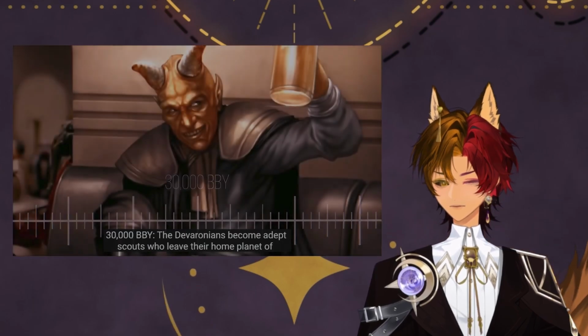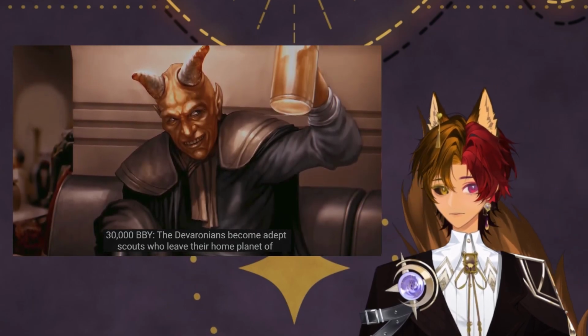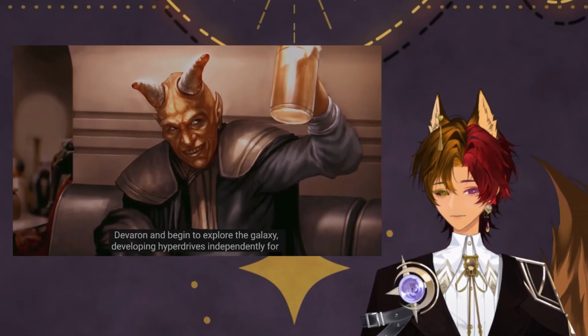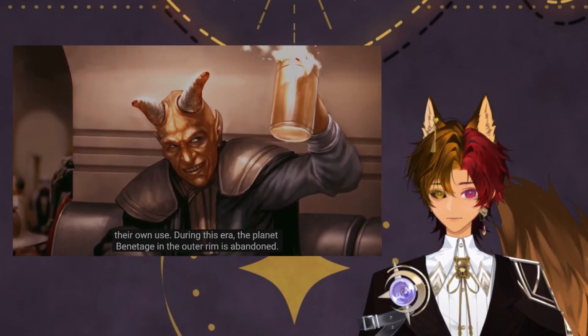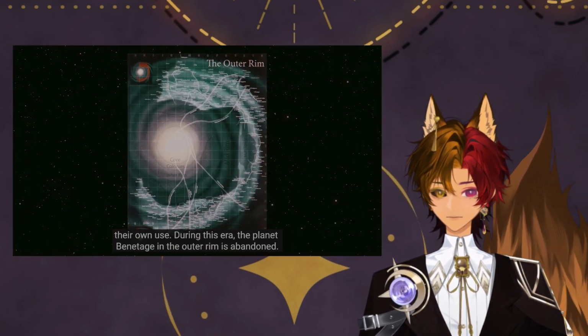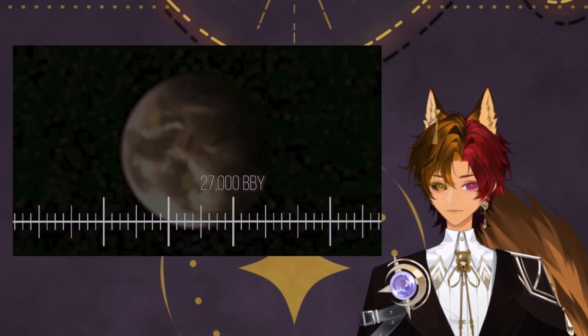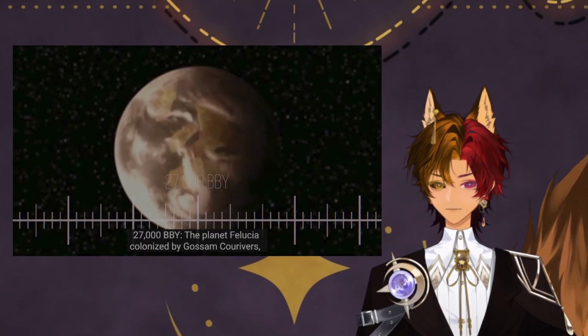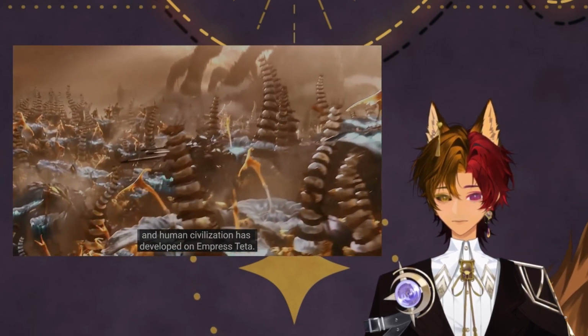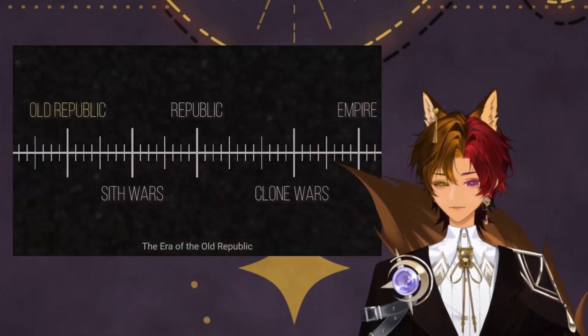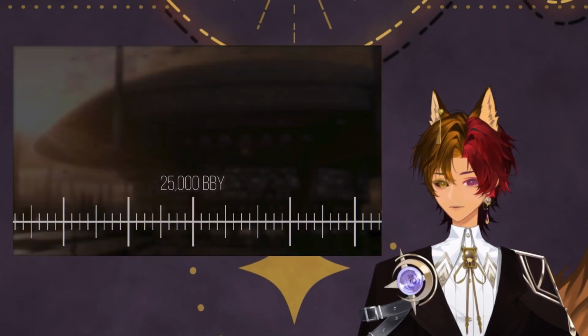30,000 BBY. The Deveronians became adept scouts who leave their home planet of Deveron and begin exploring the galaxy, developing hyperdrives independently for their own use. During this era, the planet Benetage in the Outer Rim is abandoned. 27,000 BBY. The planet Felucia is colonized by Gossam Corvers, and human civilization has developed on Empress Teta. The era of the Old Republic.